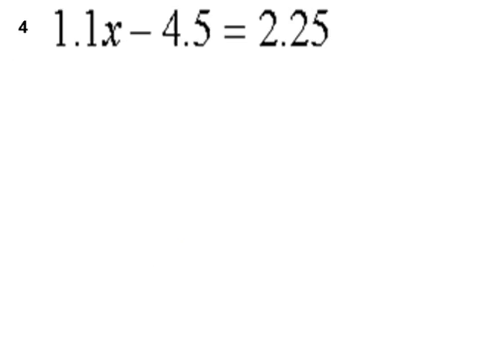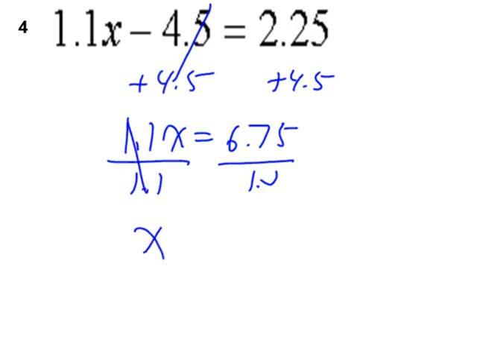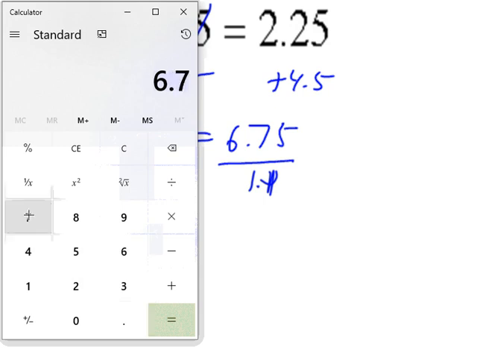In our next question, we have, really it's a grade 8 question just with decimals. We're going to get rid of our constant by adding 4.5 to both sides. 1.1x equals 6.75. Then we're going to divide both sides by 1.1 to get x equals, oh, that's a 1 there. Take our calculator. 6.75 divided by 1.1 equals.